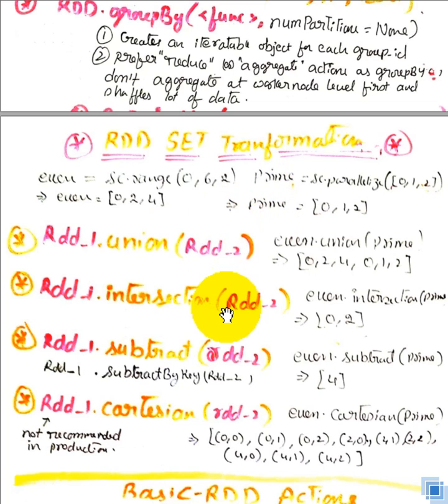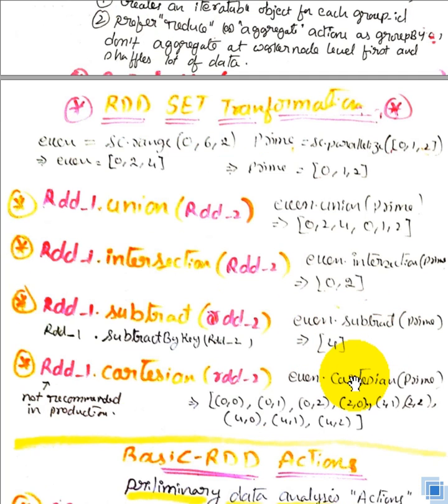So we have union, we have intersection. Let's say we have two RDDs, one is even, another is prime. Intersection is going to bring the common data, union is simply going to combine all the data, subtract is the first minus the second RDD, and whatever data is left, that is the subtract. And partition is all possible combinations. And of course this is not recommended in production.